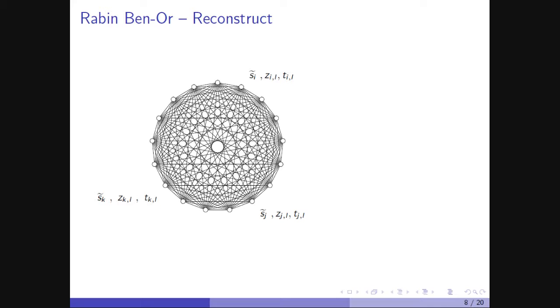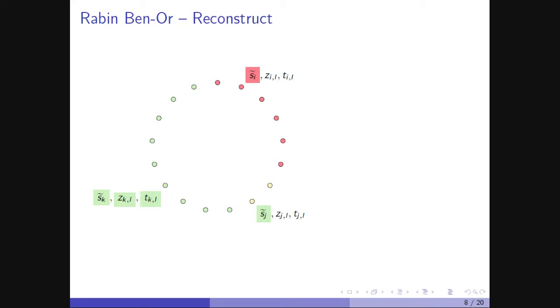There are going to be three types of players. Honest players, there are T plus one of them. They don't touch their shares, so they're exactly how the dealer defined them. And then the corrupt players are split into two. There are players who don't touch their Shamir share, and those who instead corrupt it.